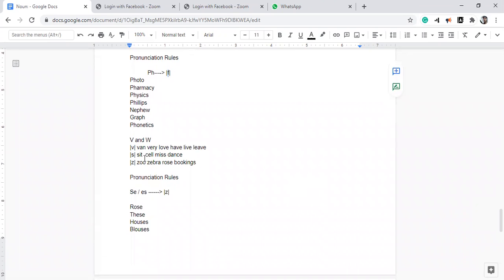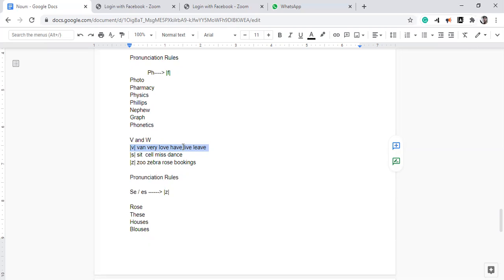After that, we have seen the difference between the V sound and the W sound. Then we have seen the V sound, S sound, and Z sound. Repeat the sound: van, very, love, have, live, leave. Just bite your lip when you are pronouncing the V, okay?